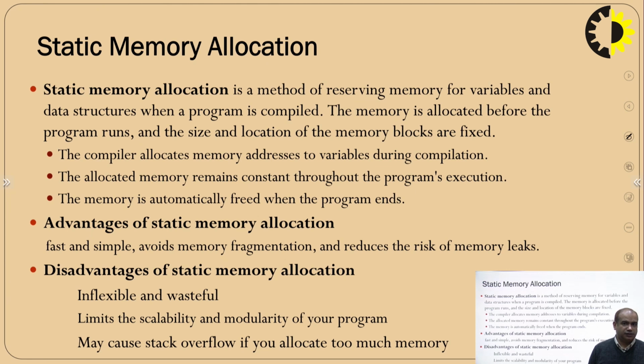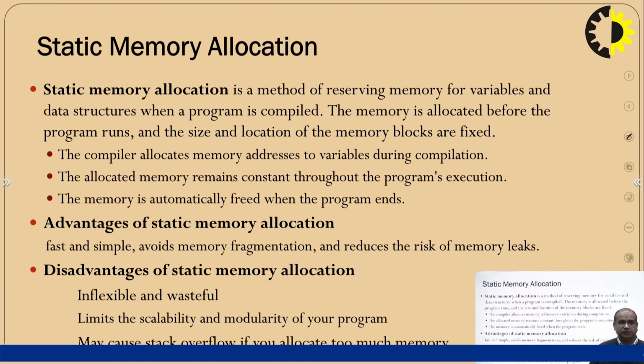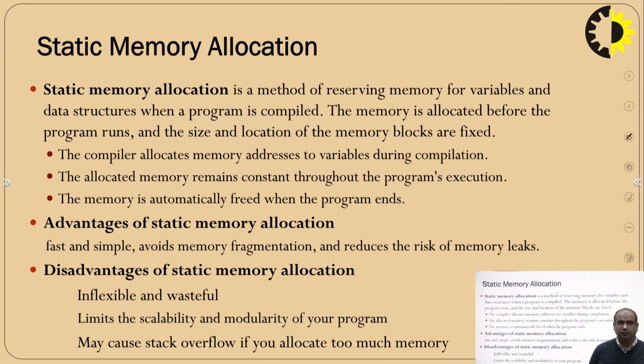As I earlier discussed, static memory allocation is a method of reserving memory for variables and data structures when the program is compiled. The memory is allocated before the program runs, and the size and location of the memory block are already fixed. The compiler allocates the memory address to the variable during compilation, and the allocated memory remains constant throughout the program execution. The memory is automatically freed when the program ends, and no user has to free that memory. Automatically it is allocated and automatically it is deallocated.